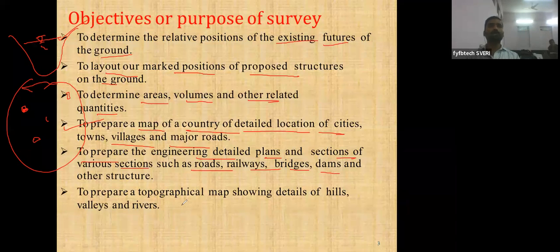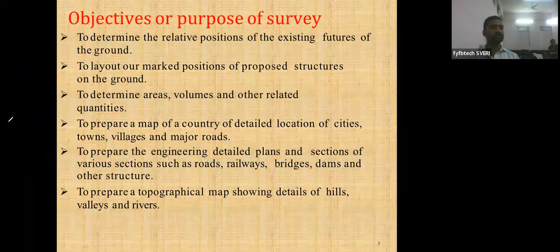Then, to prepare the topographical map showing the details of hills, valleys, and rivers. In the last class, I told what is a hill, what is a valley, what is a town. So, if the topography of the ground is like this, what is this? Hill. It means elevation is increasing, correct?